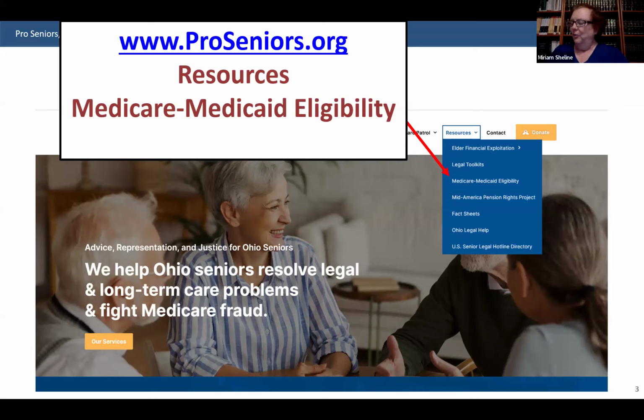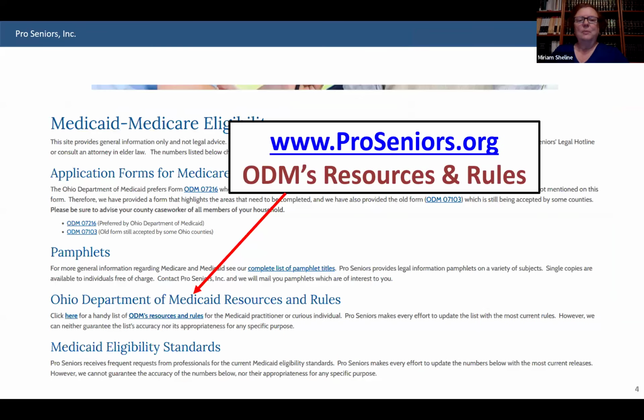Okay, so one of the things we talked about with regard to Medicaid is that there's lots of calculations we do. We're talking about nursing home Medicaid, or it could be waiver Medicaid as well. And the numbers, as we talked about, change frequently. So on our website at proseniors.org, if you click on the resources and then click on the Medicare Medicaid eligibility dropdown, it will take you to this page.